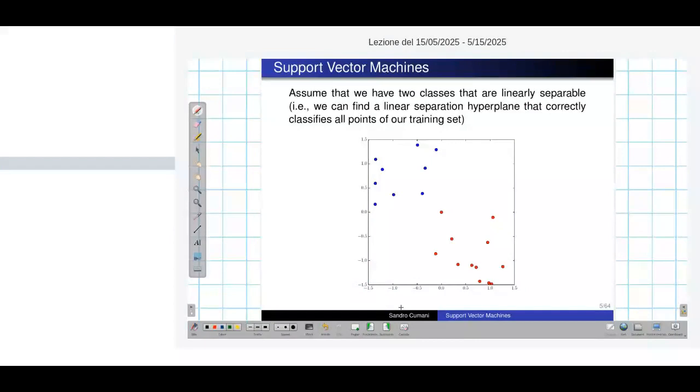Here I have several options. For example, I have this option. Let's call it 1. Then I have this option. Let's call it 2. Then I have this option. Let's call it 3. Which one among these three would you choose? Let me draw this one a bit better. Which one would you choose and why?